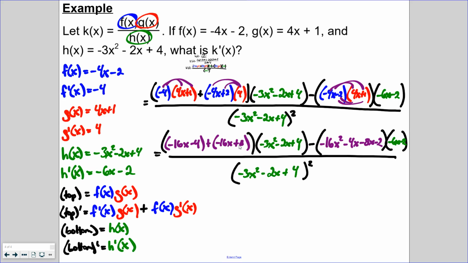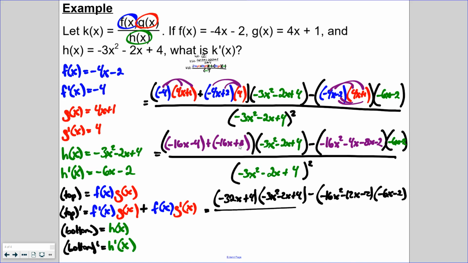Oh gosh, okay, moving along here. Let's see, we can continue simplifying the numerator. Negative 16 minus 16, that's going to give us negative 32x. Negative 4 plus 8 will give us plus 4. That's going to be times negative 3x squared minus 2x plus 4. And then minus negative 16x squared minus 12x minus 2 times negative 6x minus 2. And that is all over negative 3x squared minus 2x plus 4 squared.